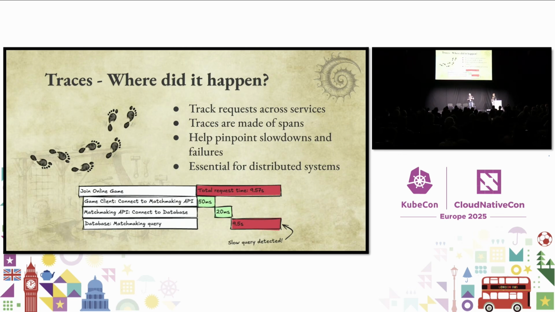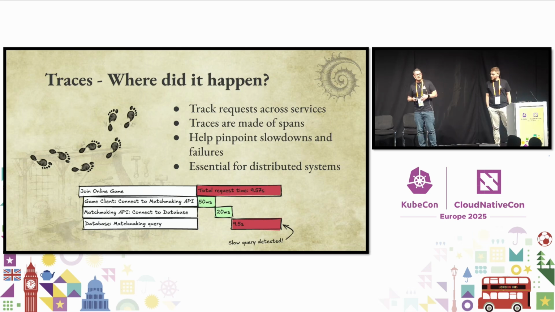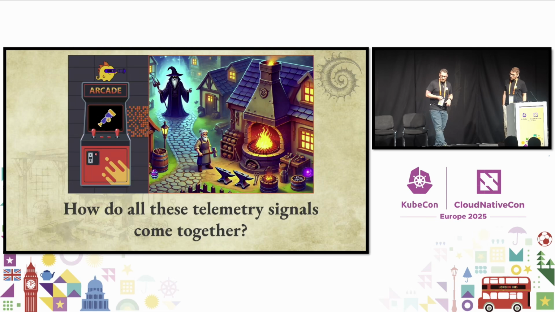I've given a little example here that maps to the Diablo 4 example where someone's trying to join an online match. They open their game, they try and connect to the matchmaking API. The matchmaking API might respond really quickly, but then it tries to connect to the database, and you can see here, we've got 9.5 seconds of delay when we're trying to make that matchmaking query. And that's what traces can allow us to do. It can allow us to see where those bottlenecks are within our systems.